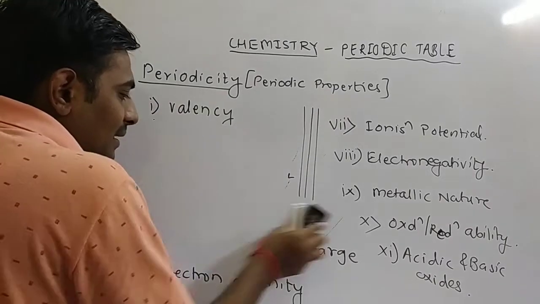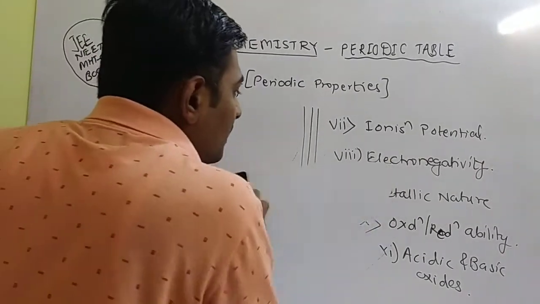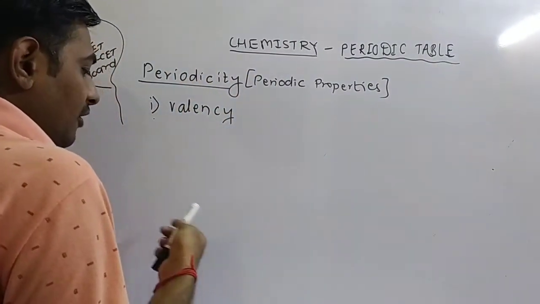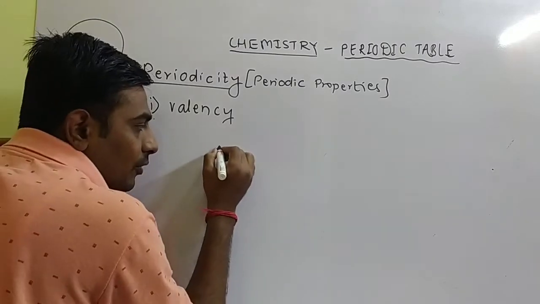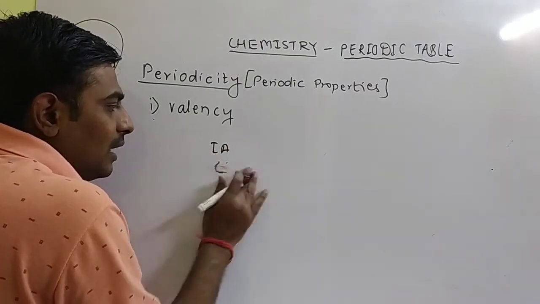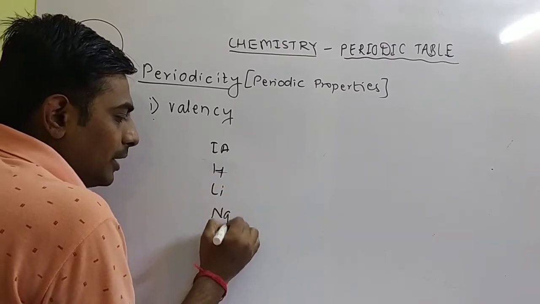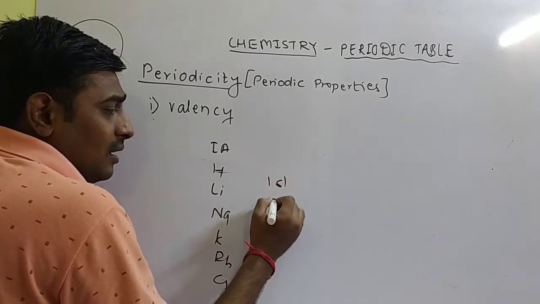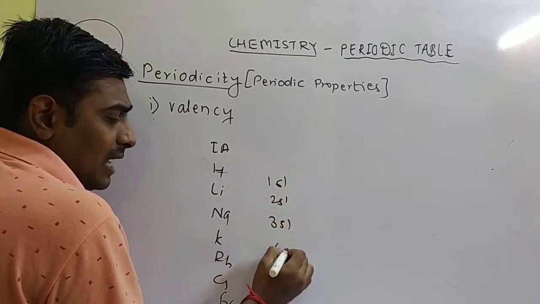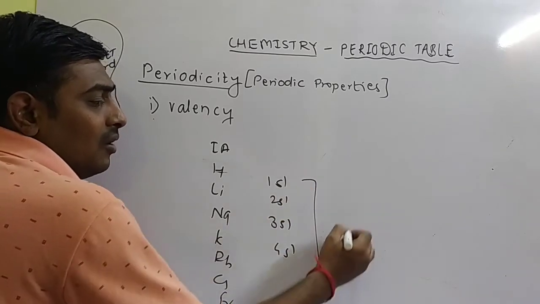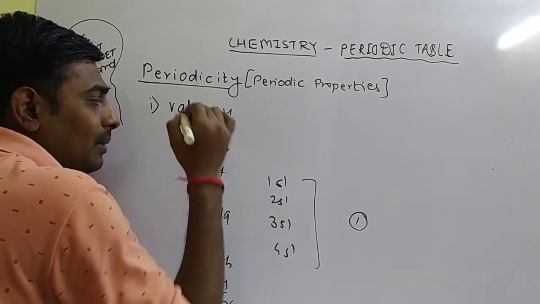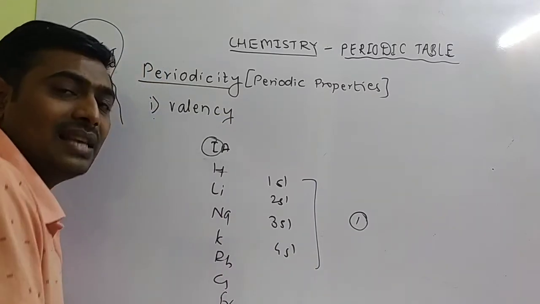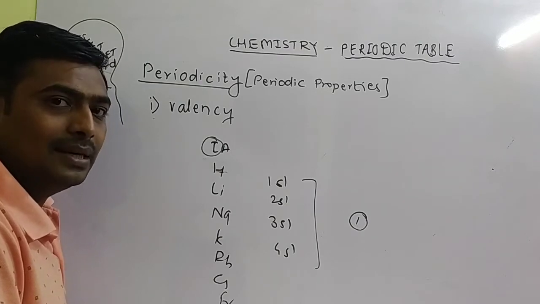So first one is valency. Elements which are placed in the same group contain the same valency. If you observe the first A group, that is hydrogen, lithium, sodium, potassium, rubidium, cesium and francium, all the elements contain 1 electron in the valence shell because the group number is 1. Generally in the periodic table, same group elements contain the same valency.